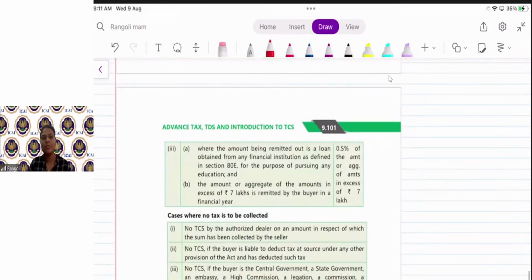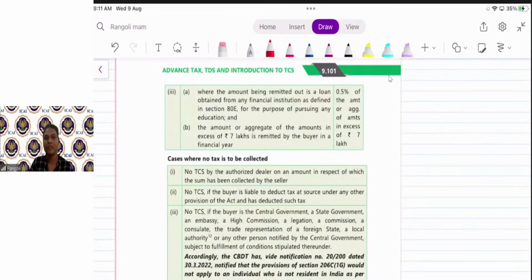Now, if you are remitting out of India for repayment of loan taken from a financial institution for education purpose, then in that case, if the remittance is more than 7 lakh rupees, the authorized dealer will collect TCS at the rate of 0.5% on the amount exceeding 7 lakh rupees. If it is less than 7 lakh, then no TCS is required to be collected.